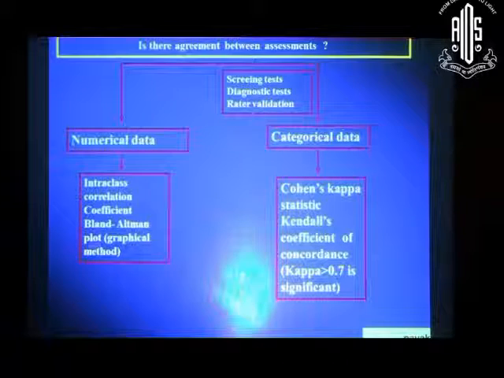If it is numerical data, then intra-class correlation coefficient. And if you are doing a graphic method, then Bland-Altman plot. And if it is categorical data, then this test. Now here, what mistakes do people commit? Common mistakes.